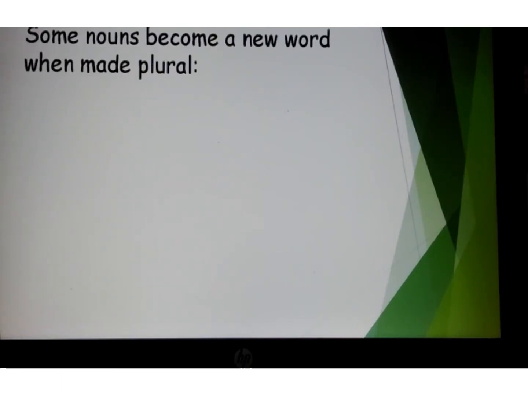Now some nouns become a new word when made plural. Like man, men. Goose, geese. You can see here the vowel A has changed to vowel E. Goose, double O has changed to double E.